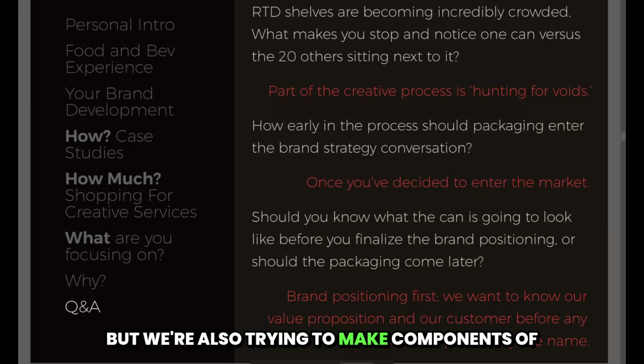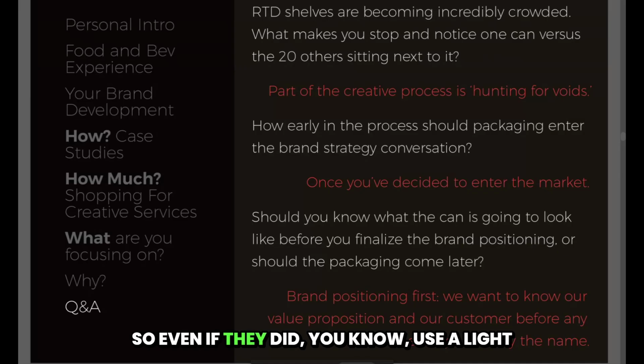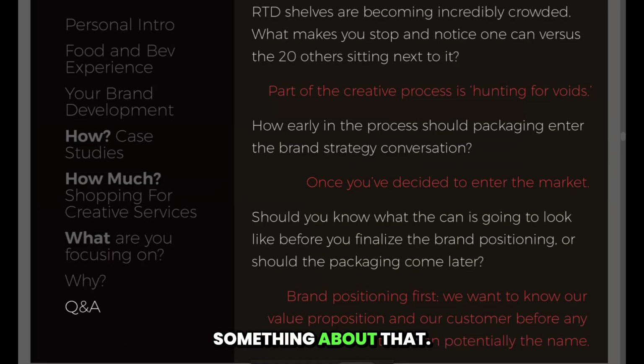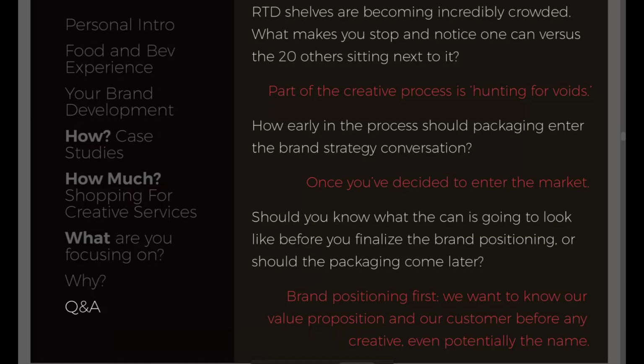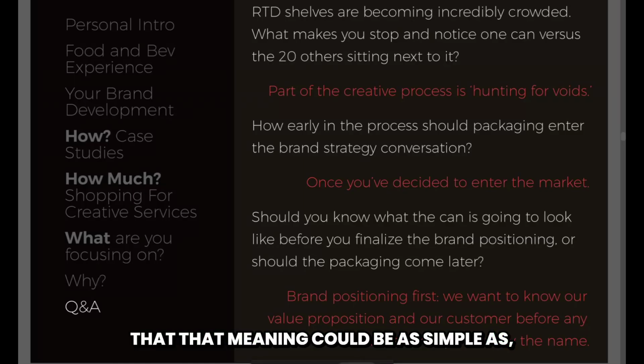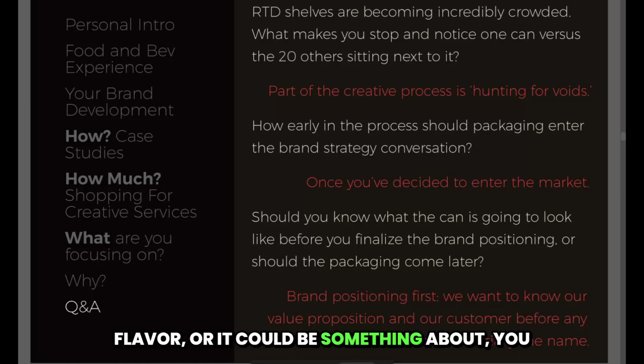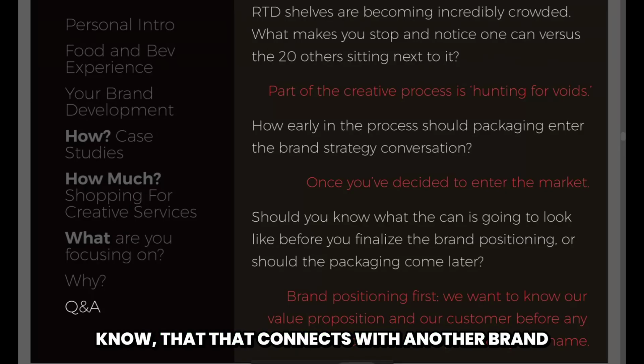But we're also trying to make components of the packaging that in and of themselves are pretty memorable. So even if they used a light color palette and others are using a light color palette, it would be easy to identify something about that is memorable. You could see it across the aisle. Before you could necessarily read every fine word, you could still identify something about it, and that something should carry meaning. That meaning could be as simple as, oh, hey, this is a bright, fun, bold personality, or it could be something about flavor, or it could be something that connects with another brand that we've already got, something like that.